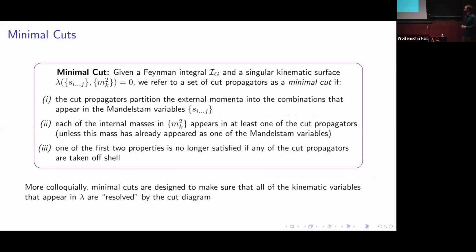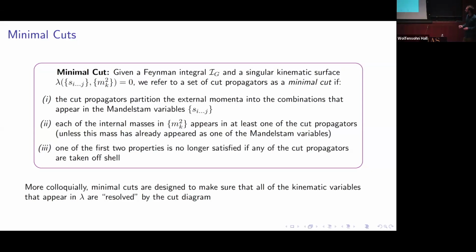So we try to formalize this with what we call minimal cuts. They're defined in this way. Given a Feynman integral I and a singular kinematic surface lambda, we refer to a set of cut propagators as minimal if the cut propagators partition the external momenta into the combinations that appear in the Mandelstam variables that appear in this description of the surface lambda. Also, each of the internal masses that appear in this polynomial lambda should appear in at least one of the cut propagators, unless it's already appeared as one of the external variables.